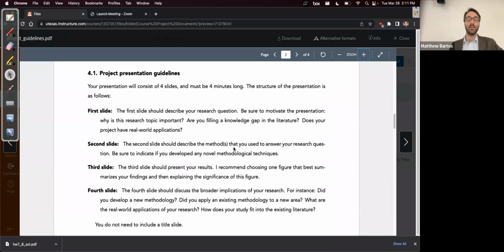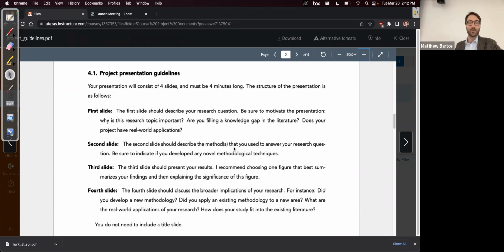Okay, second slide will describe the methods that you use to answer your research questions. So note that out of all of your 4 slides, you only have 1 slide to present your methods. So make good use of this slide. Essentially, any methods you developed or any methods that you used to solve the problem that you looked at. Indicate if you did anything novel methodologically. So if you developed, for instance, a new control algorithm or paired 2 things together that previously had never been paired before or something like that, just make sure to indicate any novelty in your second slide describing your methodology.